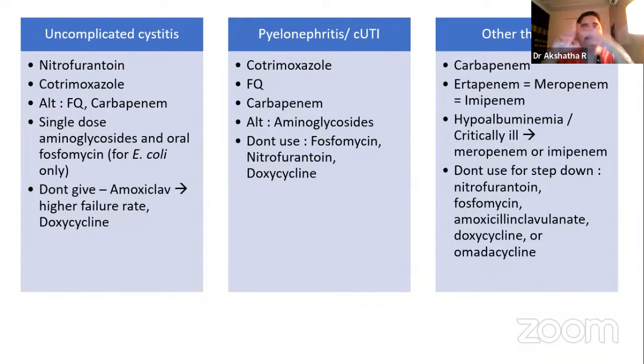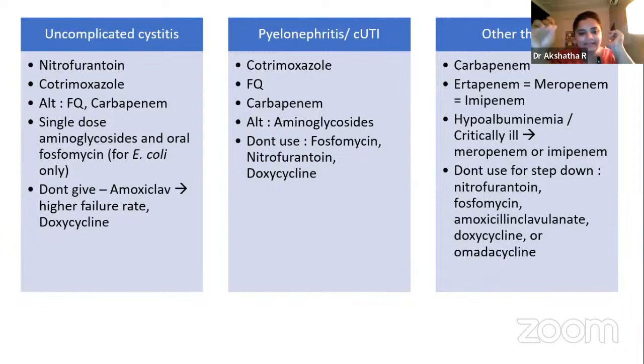So for uncomplicated cystitis, nitrofurantoin or cotrimoxazole, alternatively a fluoroquinolone can be used based on the susceptibility. Only in cystitis, you can use nitrofurantoin, and you can use oral fosfomycin as an alternative agent. They recommend it only for E. coli, because other organisms like Klebsiella can harbor your fosA gene, which will render it resistant, so a higher rate of resistance. And what I'm talking about is oral fosfomycin.